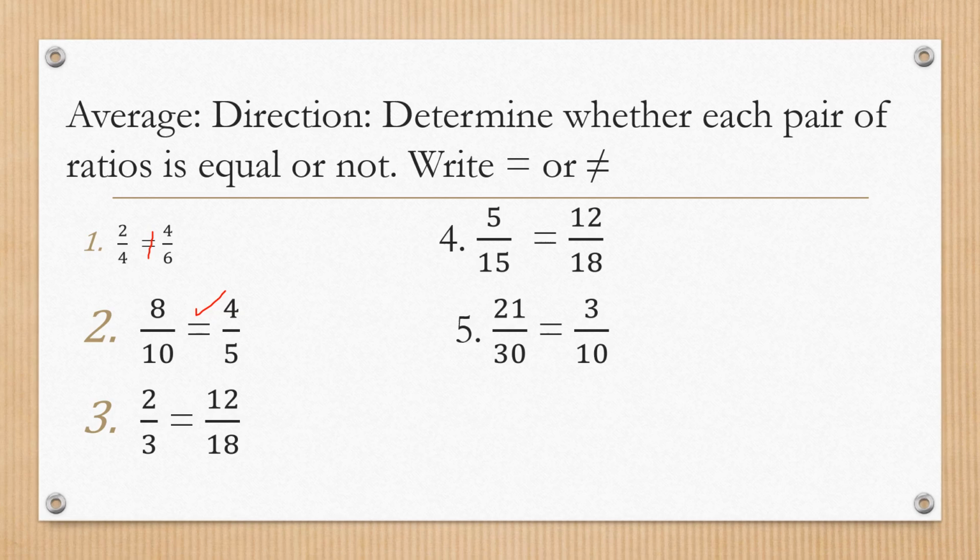And then 2/3. So we have 6 and 18. So this also is equal. 5/15 and that is 1/3 and this one is 2/3. So of course they are not equal. Then 21/30. So we have 7. So this one is checked. No? 21 divided by 7 is 3 and 30 divided by 7 is 10.